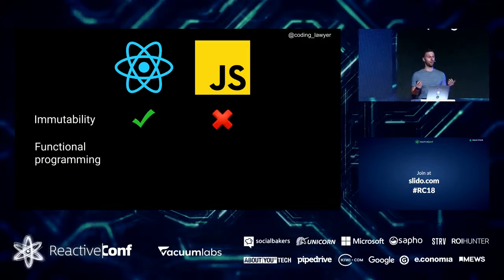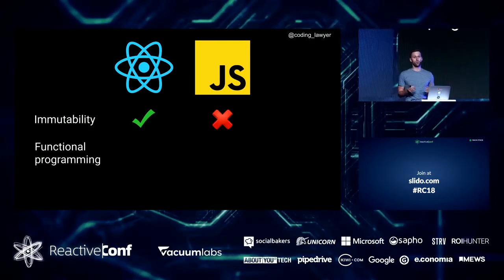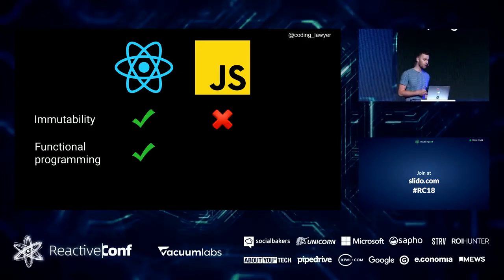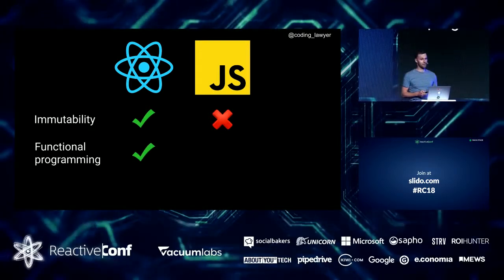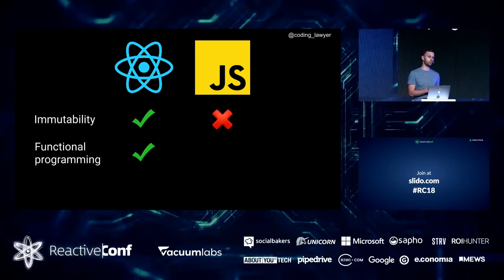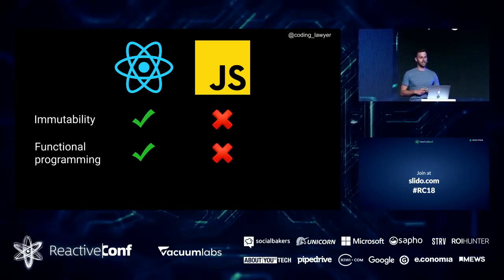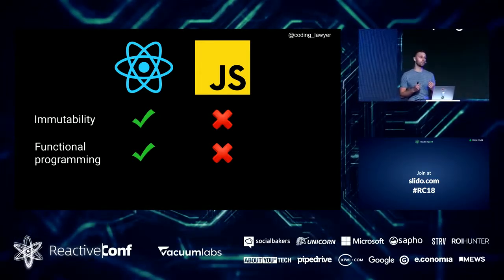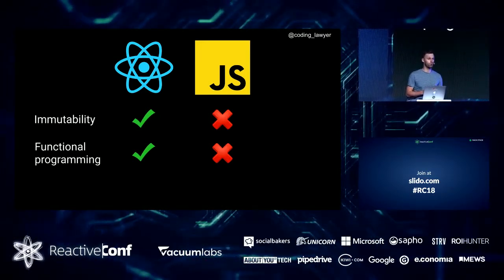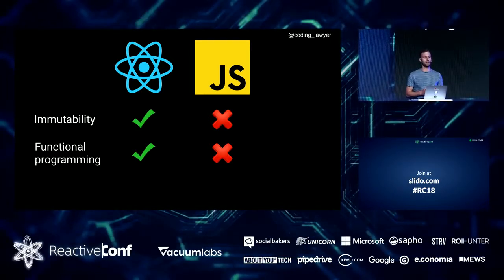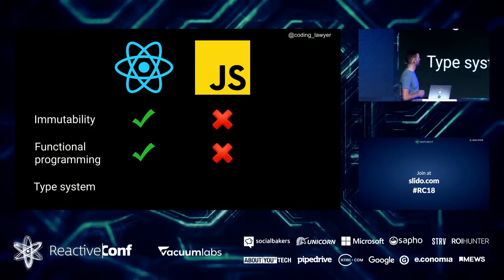Functional programming. React is based on functional programming. I mean, React applications are composition of functions. JavaScript, on the other hand, although it has some functional programming features, such as first-class functions, it's not a functional programming language. Because if you really want to write some nice declarative JavaScript code, you need to use external libraries, such as Lambda or lodash-fp.